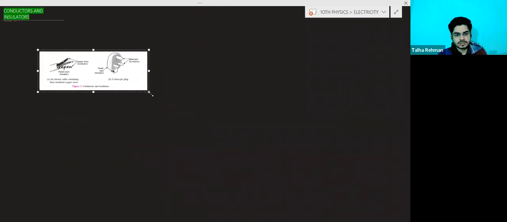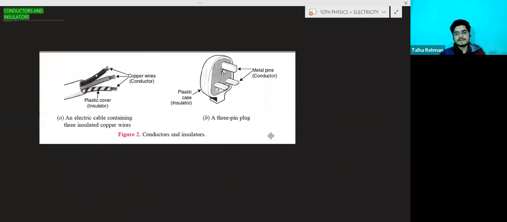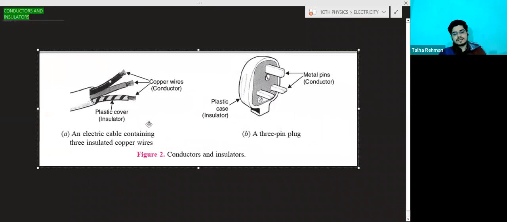So conductors and insulators, you can see, this is the cable.